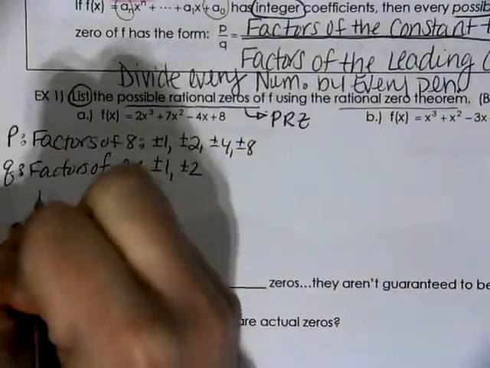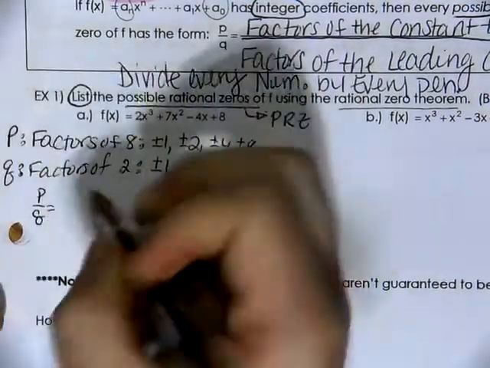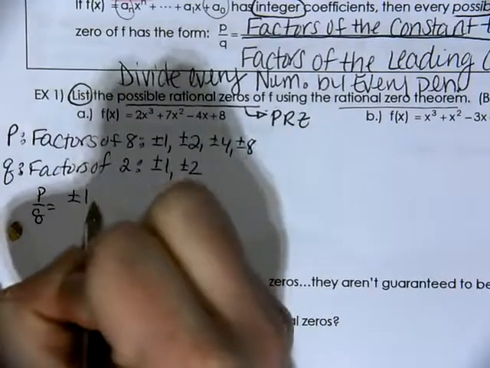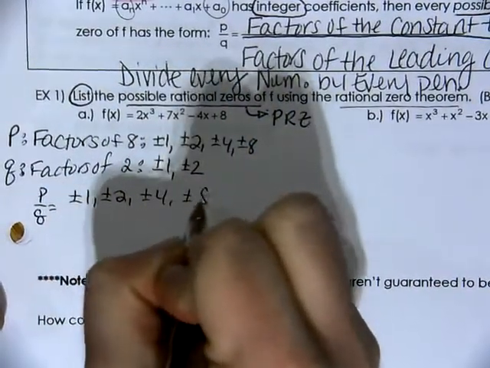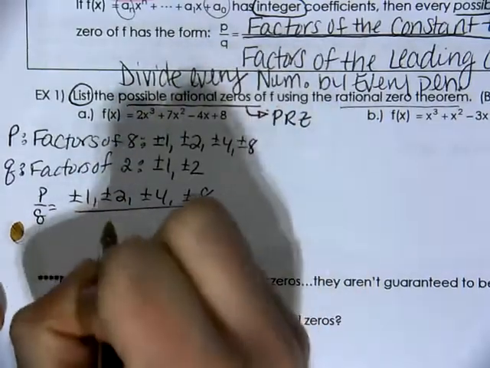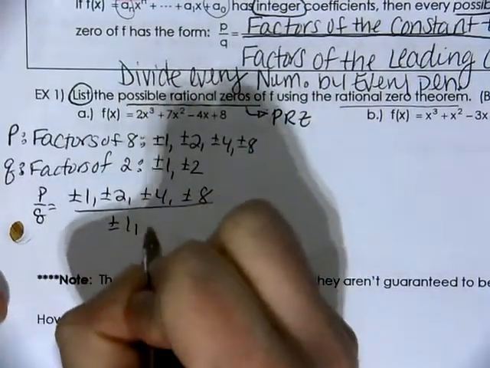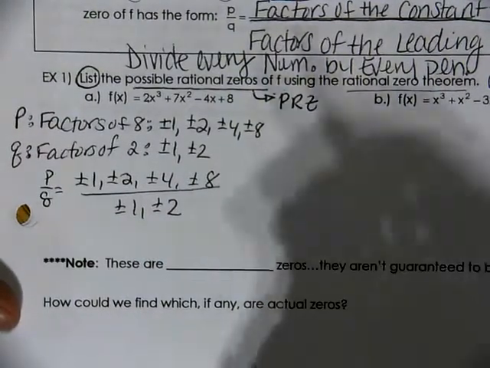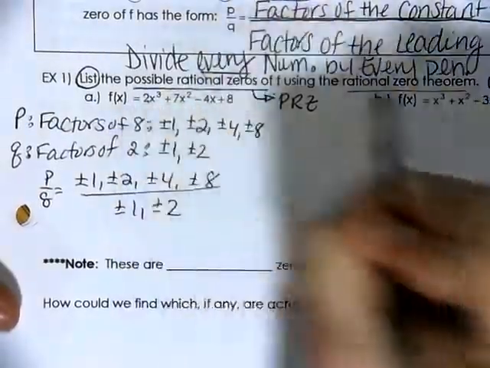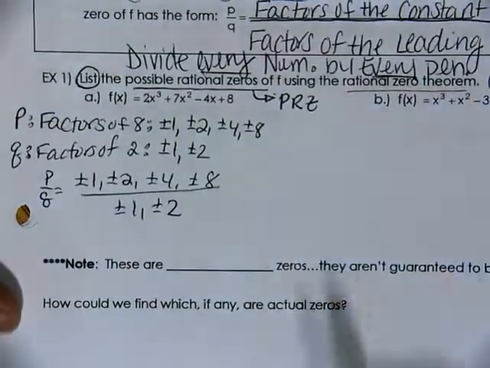So when I write out P over Q, that's going to be all of my factors of 8, plus or minus 1, plus or minus 2, plus or minus 4, and plus or minus 8, divided by all of the factors of 2, plus or minus 1, and plus or minus 2. We are going to, once again, divide every numerator by every denominator.